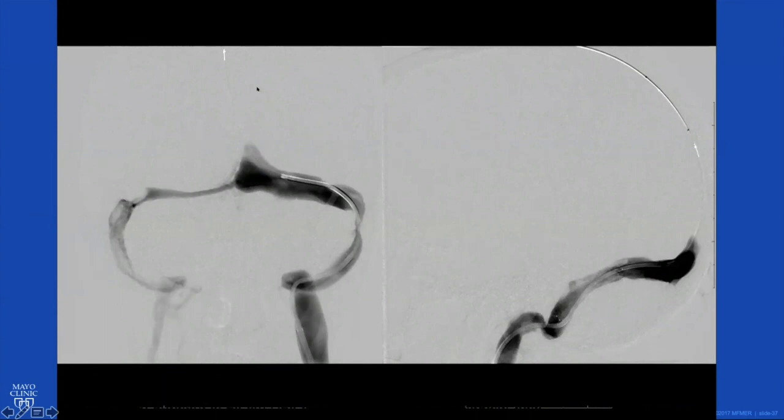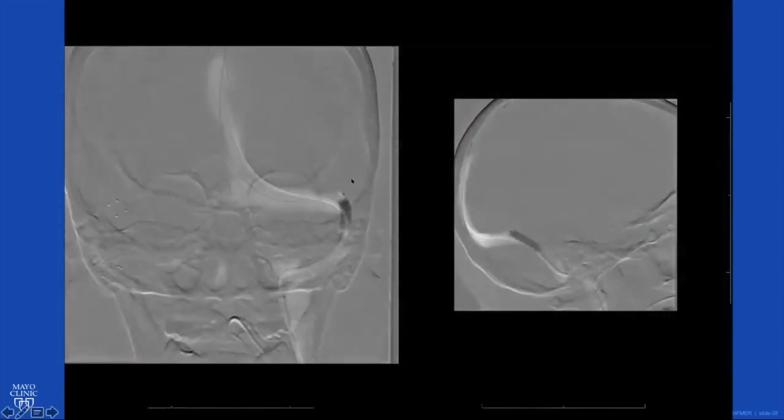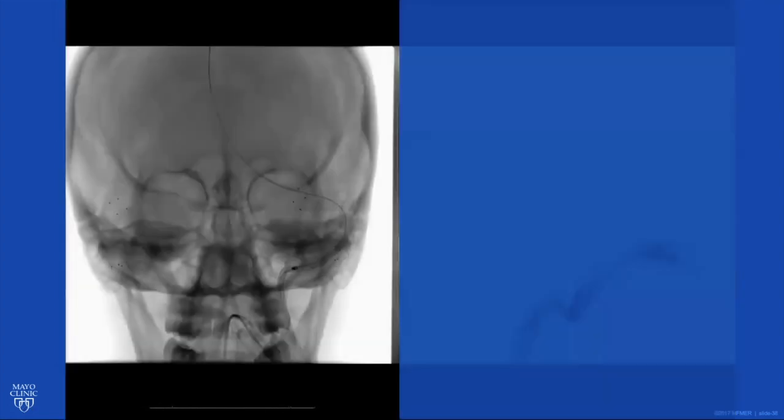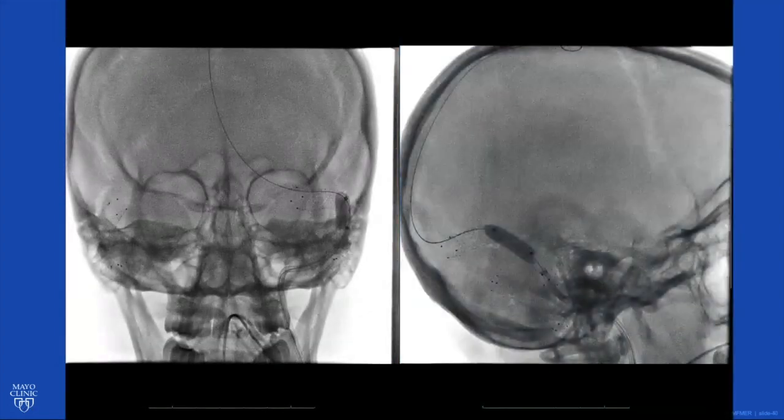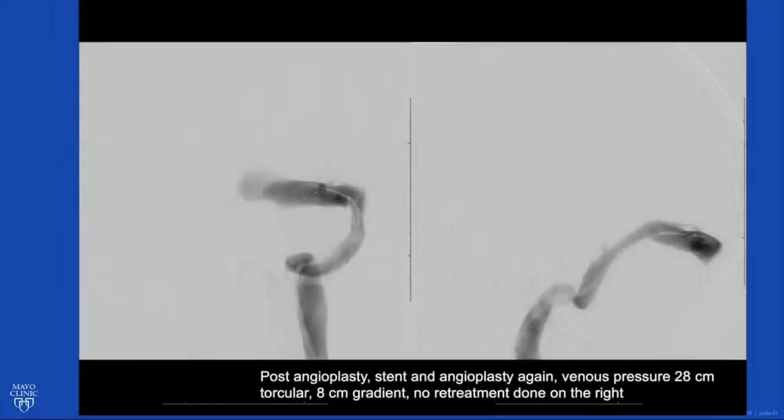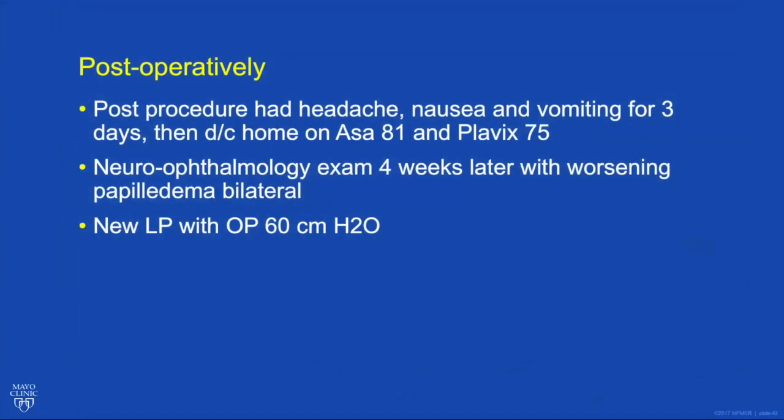So basically the patient got recurrent extrinsic stenoses and worsening of the stenosis on the left. They did angioplasty and stenting, and then ended up getting a good result there. And basically, the gradient improved.